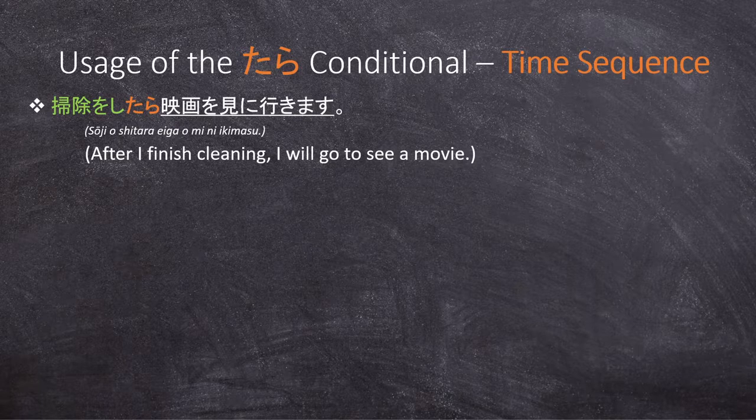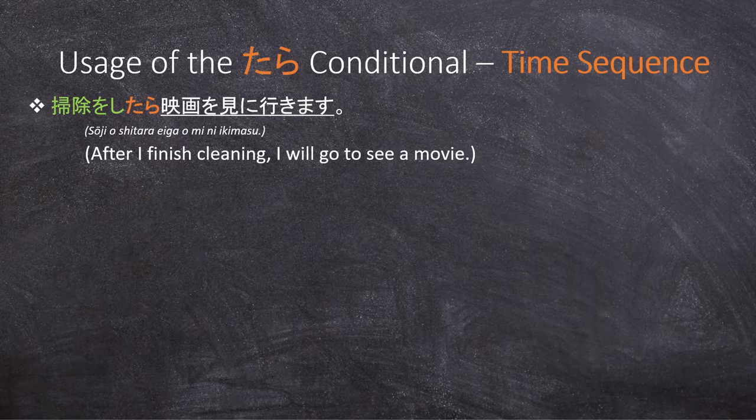As you can see here, of prime importance is the sequence that is established between these two actions. We are saying that first, the cleaning must be performed in order for us to go to see a movie. And we are here establishing a priority list. That is why Tara here is translated as after, not as when or if.